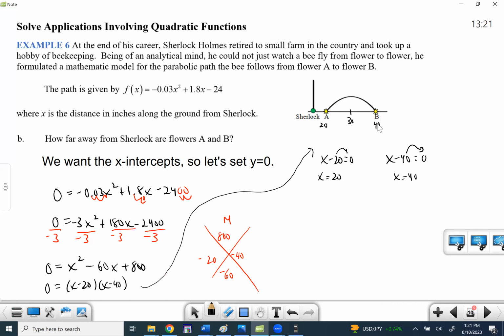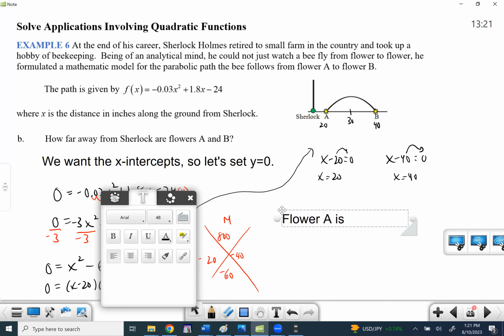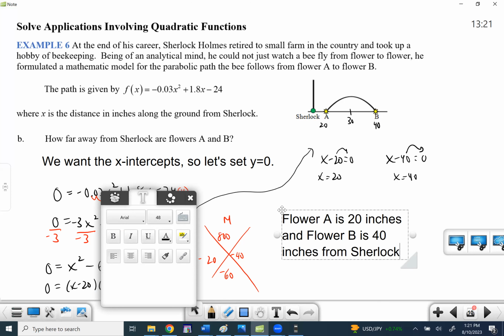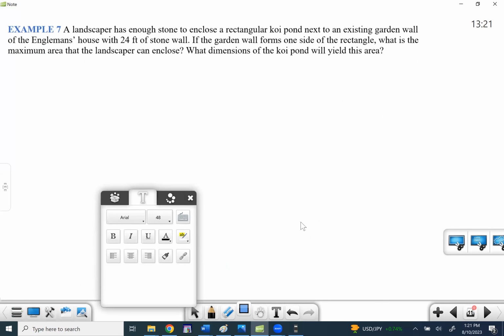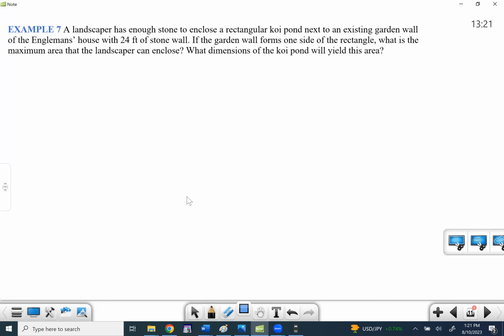Okay, so how far away from Sherlock are flowers A and B? Let's go ahead and write a sentence here. Flower A is 20. Remember, we're measuring with inches. And flower B is 40 inches from Sherlock. Right. Okay, so a few examples to just kind of show you why we're interested in things like the vertex, right? And why we're interested in the x-intercepts. We're going to have one more example that's going to show us why we're interested in the maximums, okay?